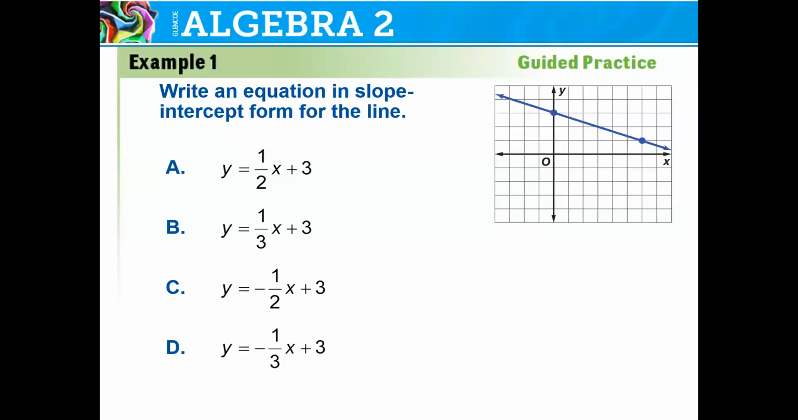That gives me a negative 2/6, which simplifies down to a negative 1/3. So now I just want to find the answer choice that has negative 1/3 for the slope and 3 for b, which should correspond to letter D.